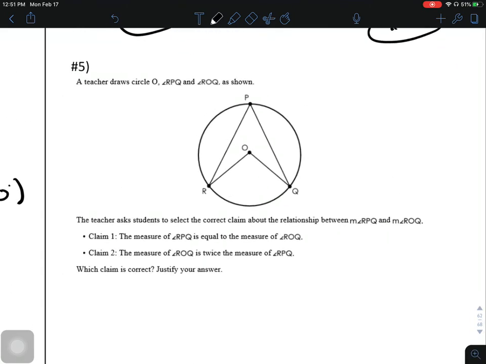Number 5 is another free response question. Teacher draws circle O. This free response question is from the state of Ohio. It's a release question. Angle RPQ and angle ROQ as shown. So that information tells you nothing, except for O's in the center. The teacher asked students to select the correct claim about the relationship between the measure of angle RPQ, it's this angle here, and measure of angle ROQ, that's this angle here.